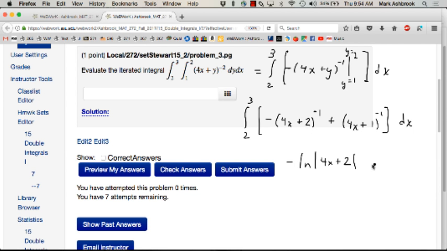And then going to do what? And then do I have the negatives right? Yep. And then plus natural log of x plus 1. And that whole thing evaluated from 2 to 3. So you're going to plug 3 into that whole thing. And then you're going to plug 2 into that whole thing and subtract.